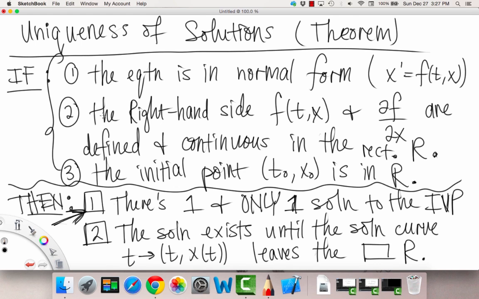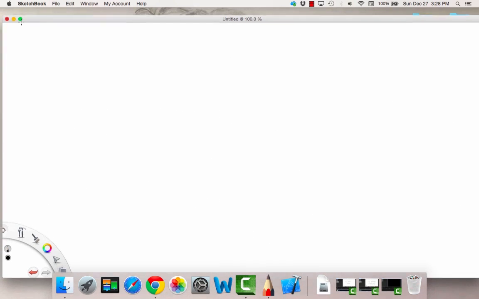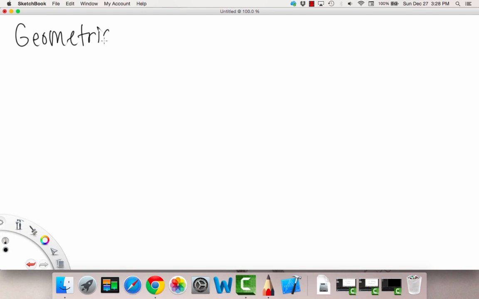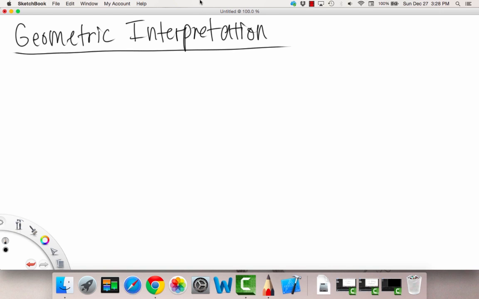I'll show you a geometric interpretation, a graphical interpretation, because I always like to visualize things. Interpretation is a long word. So let's say we have, I think an example would be good.